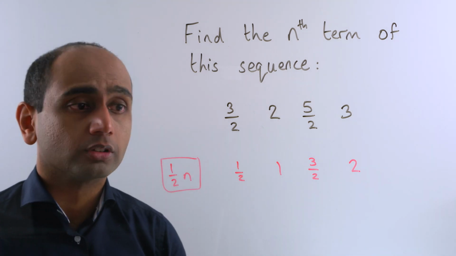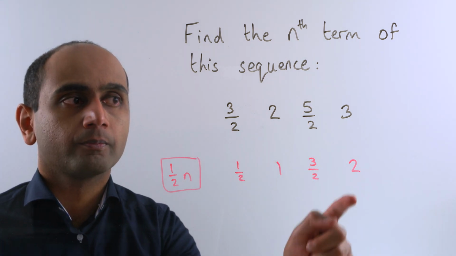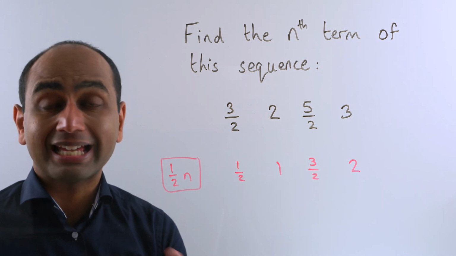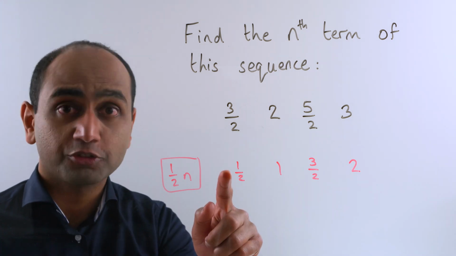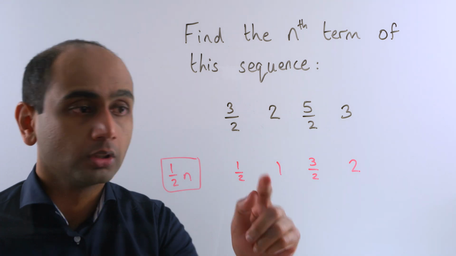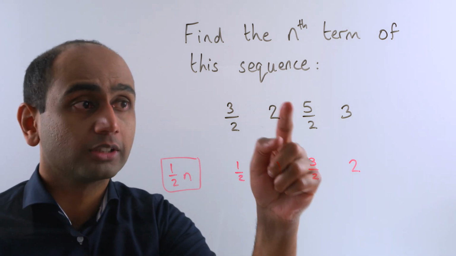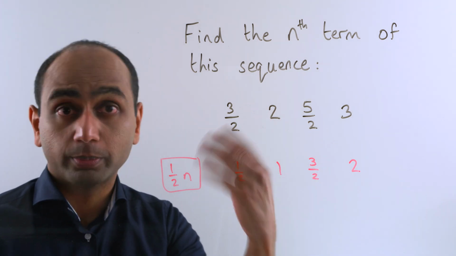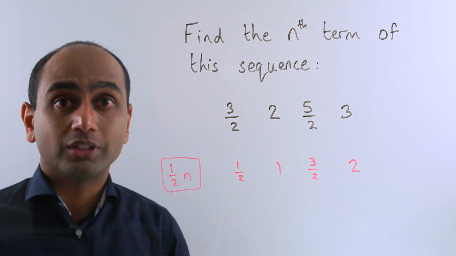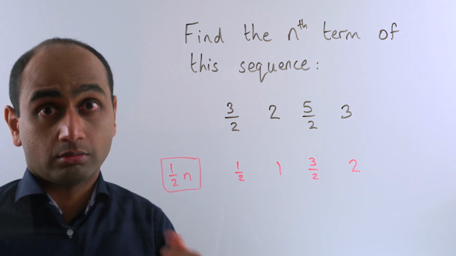Now, what's going on to go from here to here? Hopefully you can see we're simply adding one whole. A half plus a whole, which is the same as 2 over 2, gives me 3 over 2. 1 plus 1 whole gives me 2. 3 over 2 plus 1 whole gives me 5 over 2. 2 plus 1 whole gives me 3. So the nth term of this sequence is a half n plus 1.